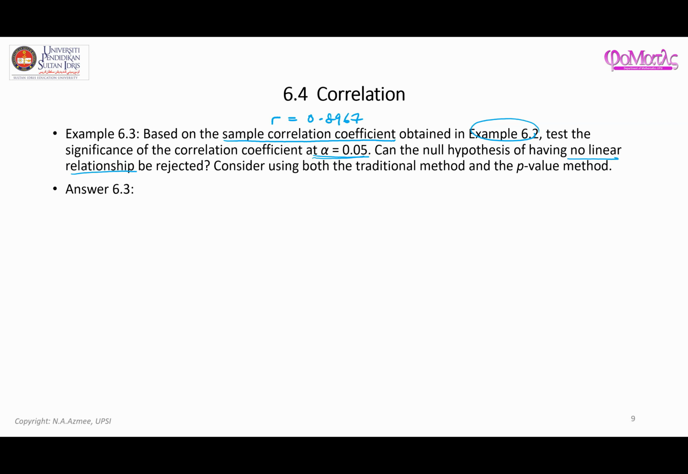We are going to start with the first step, which is writing down the hypothesis statements. Based on these statements, we know that H null is rho equals 0, because this corresponds to having no linear relationship, and H1 is rho not equal to 0, because it has to be complementary. So this is an example of a two-sided test.